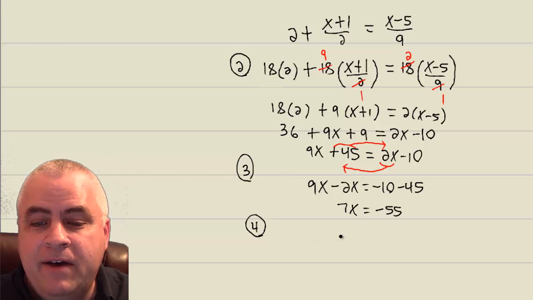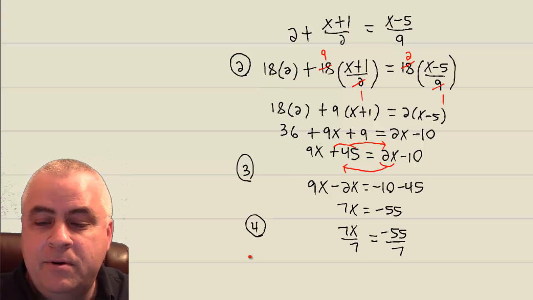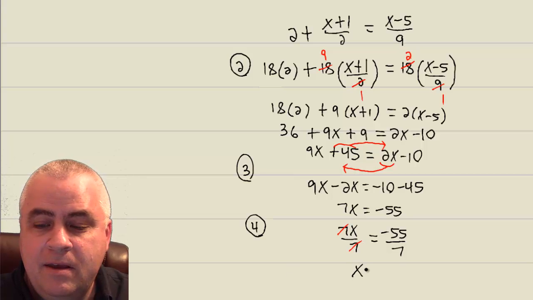Step 4. Divide both sides by the number in front of your x. Well, the number in front of our x is 7, so we'll divide both sides by 7. Now when we do that, these 7's are going to cancel. And I got x is equal to negative 55 over 7. And that would be our answer.